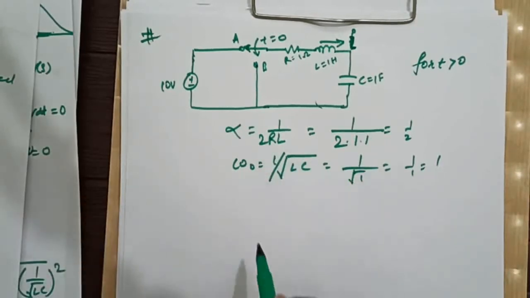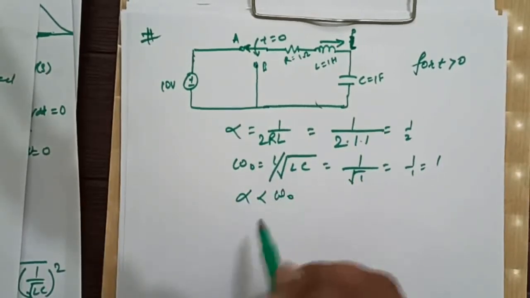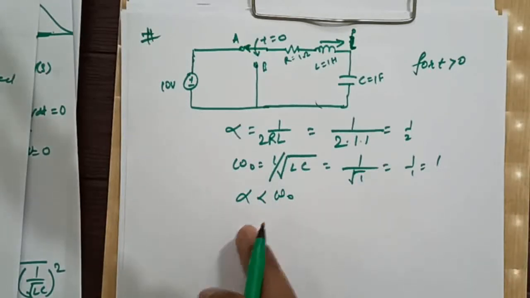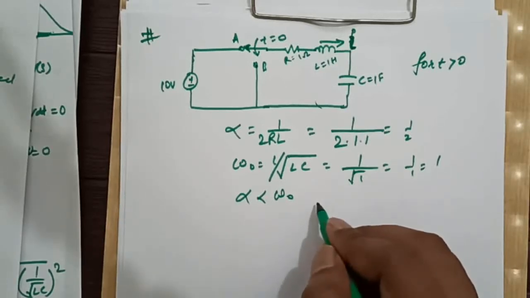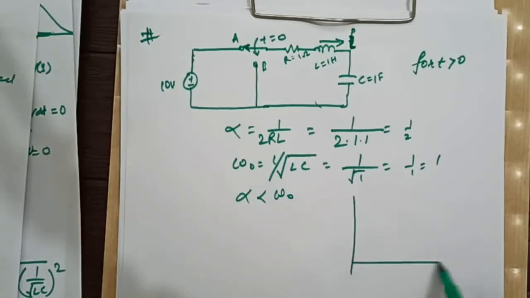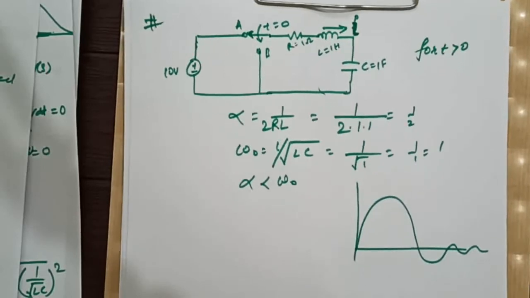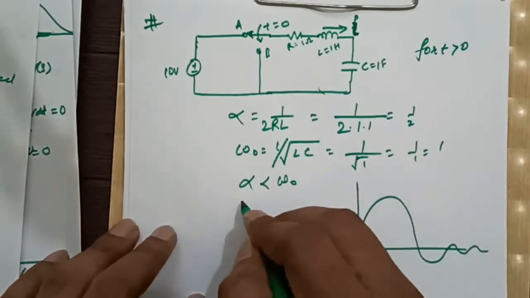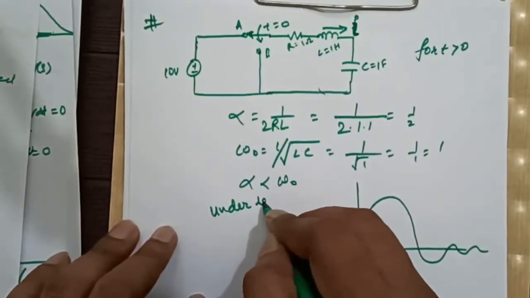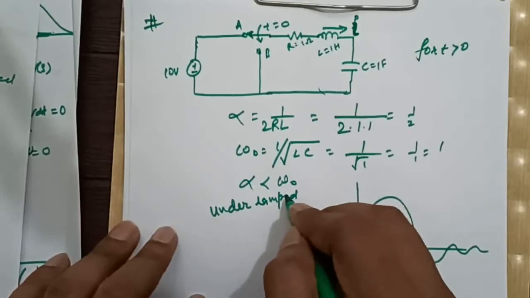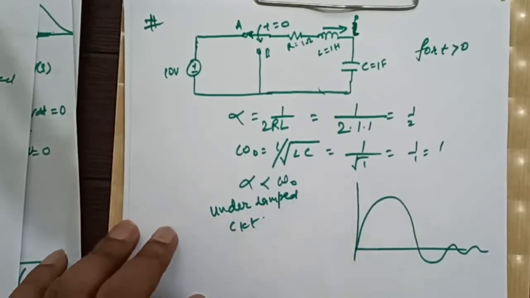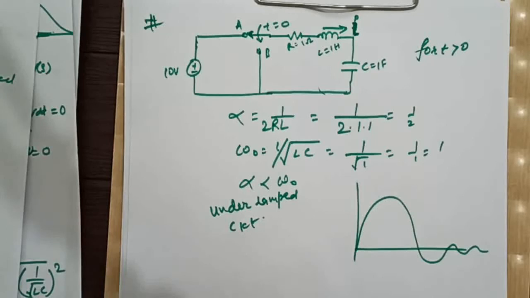From here we can see that alpha is less than omega naught. This is the condition for what? This is nothing but the condition of underdamped, right? So the response will be of this type. Clear? Right? This is an underdamped circuit for time t greater than 0.